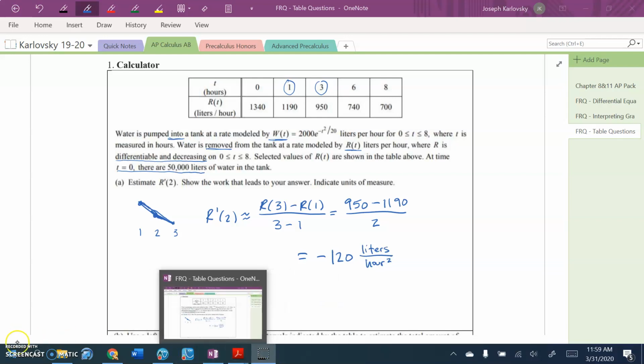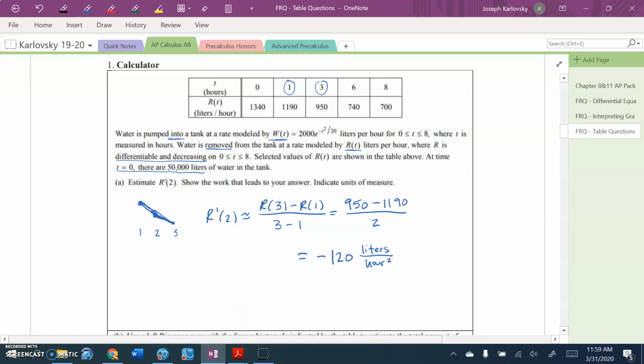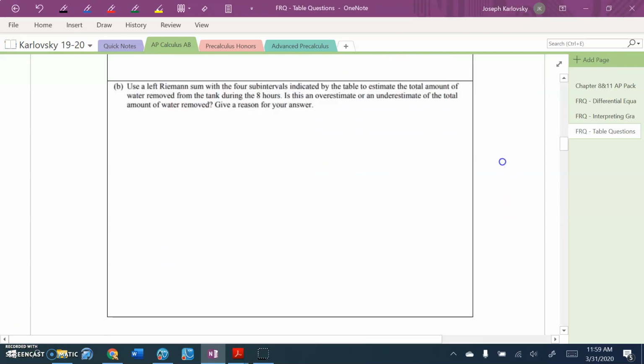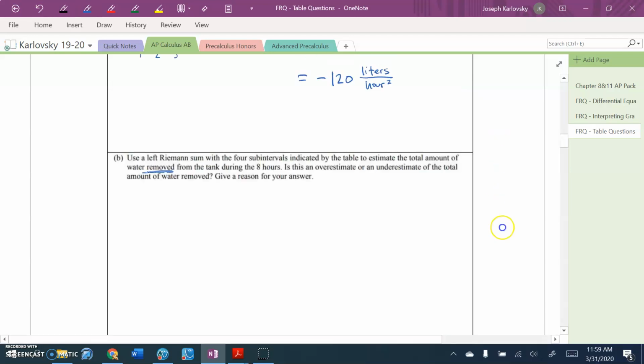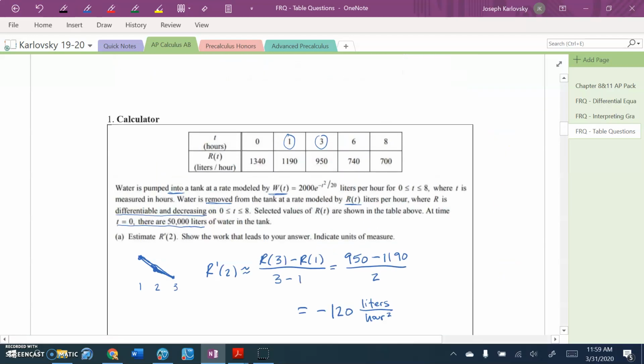Now let's move on to part B. It says use a left Riemann sum with 4 subintervals indicated by the table to estimate the total amount of water removed from the tank during the 8 hours. It's only asking for the water removed, so that's why we need our table. Then the second question: is this an overestimate or an underestimate? And give a reason for your answer. Let's look at our table. We're going to use the left Riemann sum, so we use 0, 1, 3, and 6, and their function values.